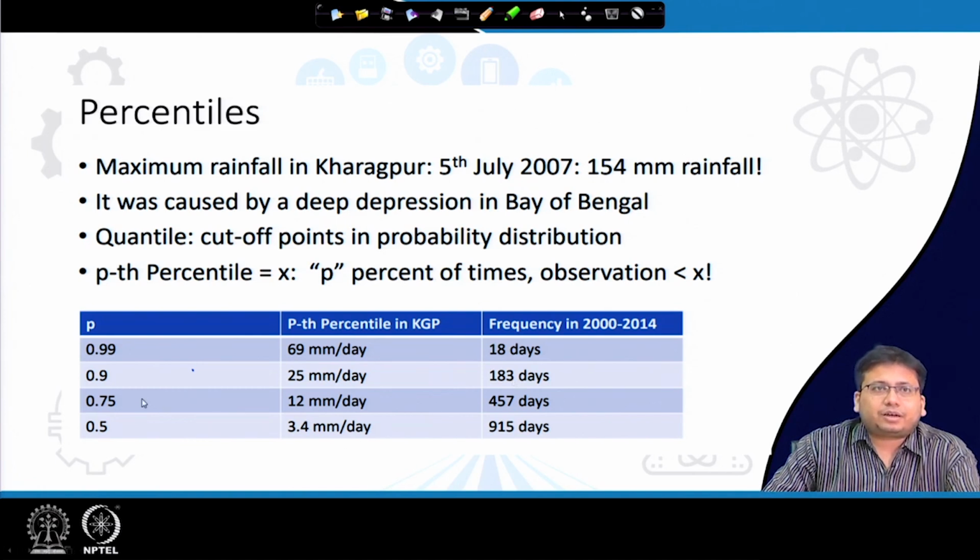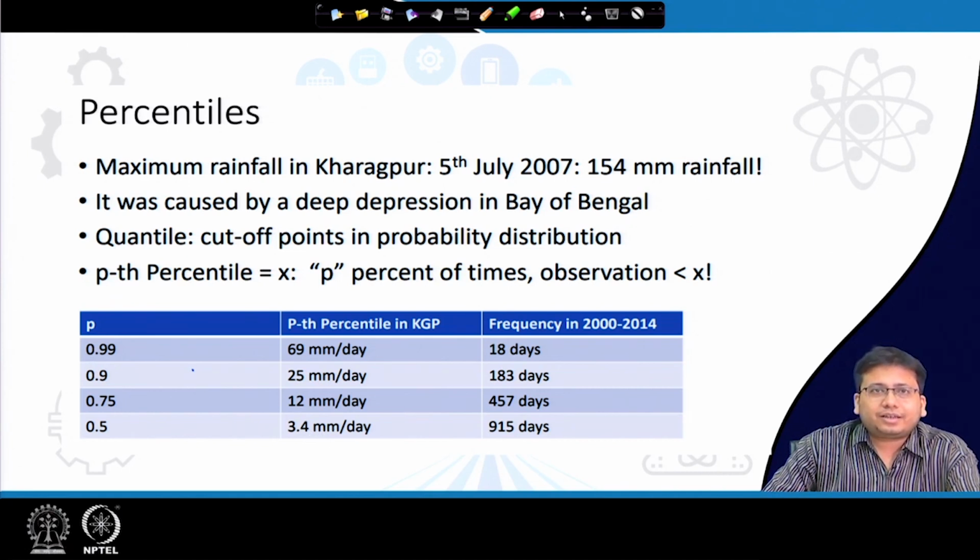Similarly, we can define the 0.75 or the 75th percentile, the 50th percentile, and so on. And the 50th percentile, as you can understand, is just the median. So, there are 915 days in which the rainfall is more than it, and another 915 days in which the rainfall is less than it. And it turns out that the median value is 3.4 millimeters.